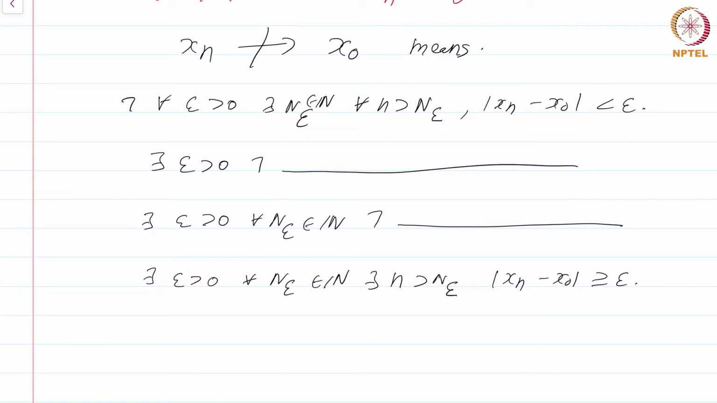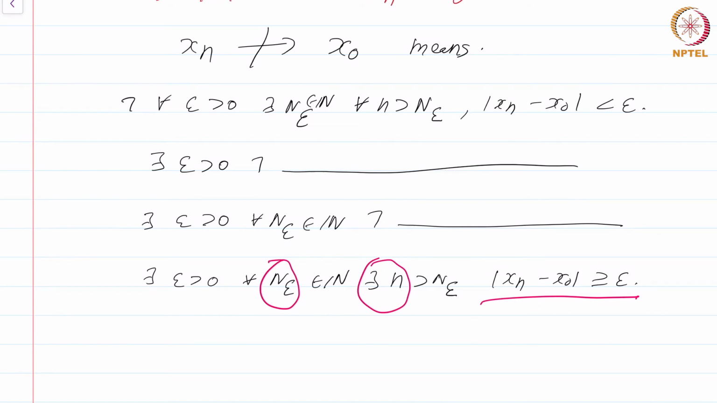For xn converging to x naught to fail, for some target epsilon, it is not the case that every term in the sequence beyond a particular point is fully contained within the target zone. So that merely says that there is some epsilon such that, no matter how far along I am in the sequence, that's the role of n epsilon, no matter where I am, there is always some other term greater than n epsilon that spoils the day. So this is what the negation of the definition of xn converging to x naught says.